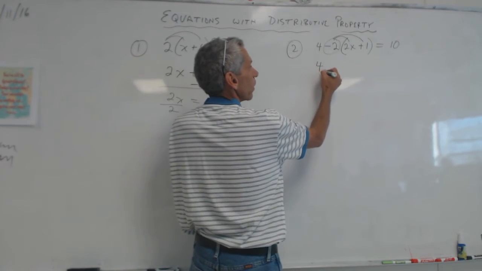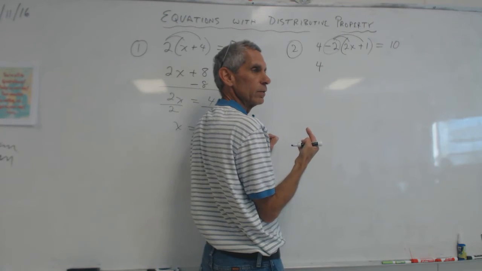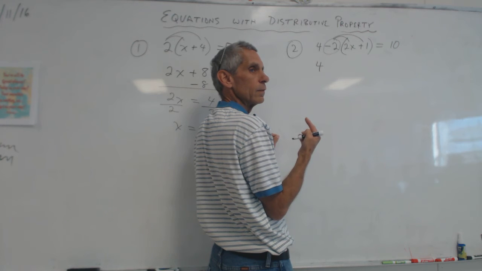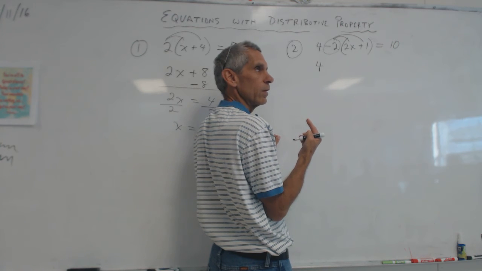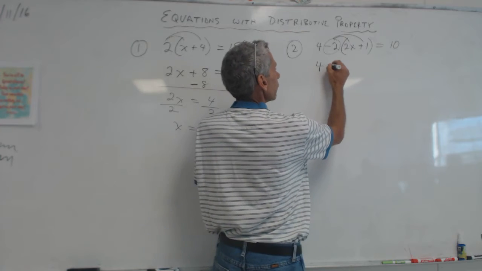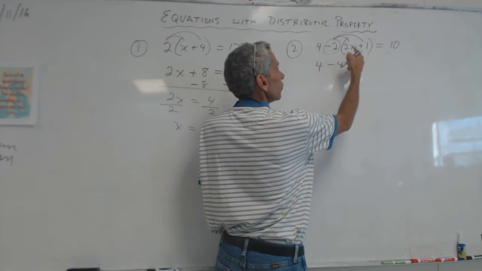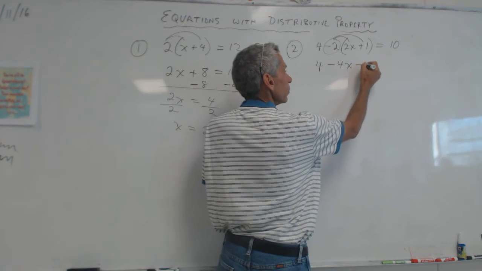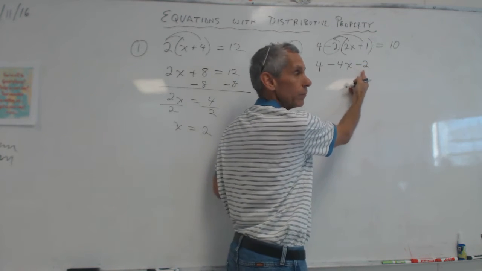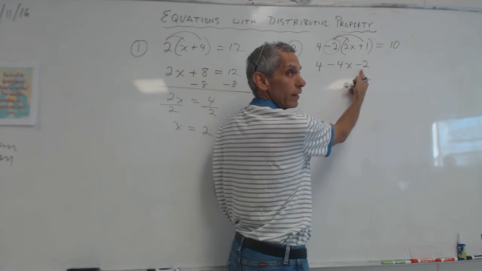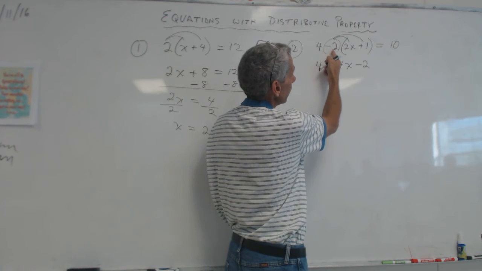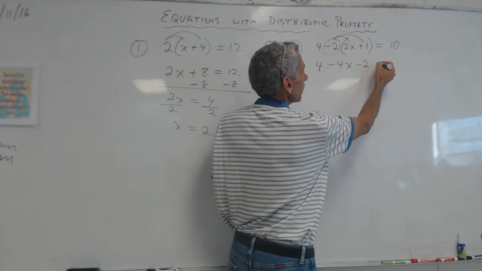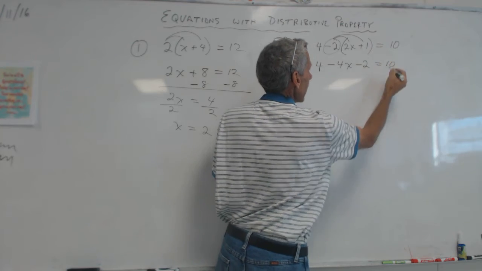So I immediately write my 4. Negative 2 times 2x is? Say it a little louder. Negative 4x. Okay, negative 2 times 1? Negative 2. That's where people mess up. They often just do 2 times 1 is positive, make it plus 2. But if there's a minus sign in front of that thing, you got to multiply that negative times the positive, which becomes a negative. Now I got rid of my parentheses, it equals 10.